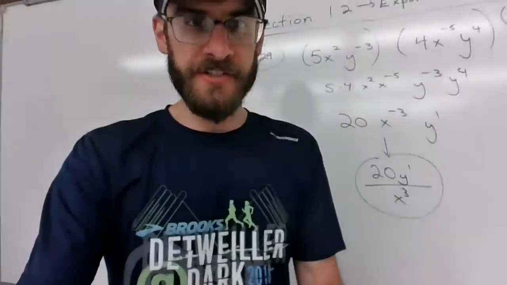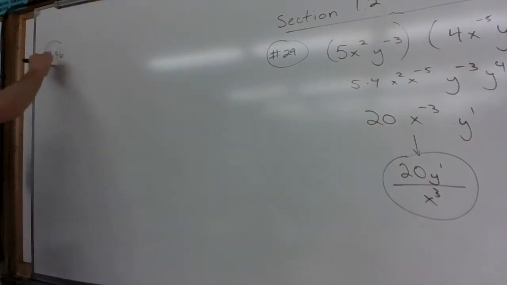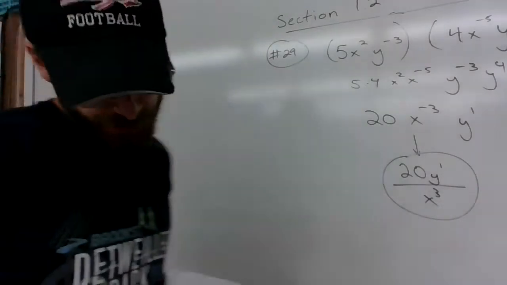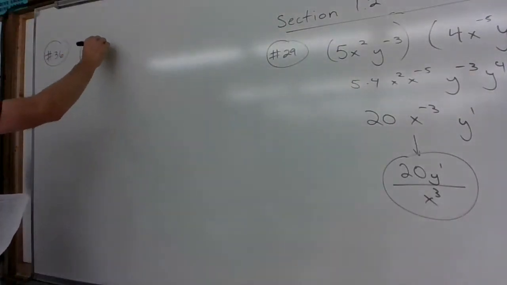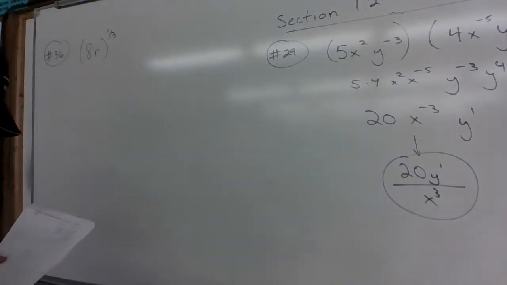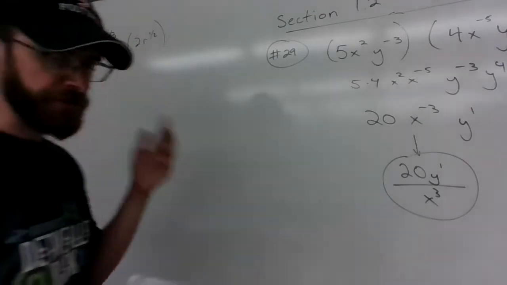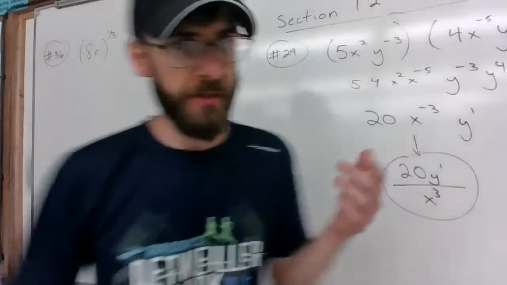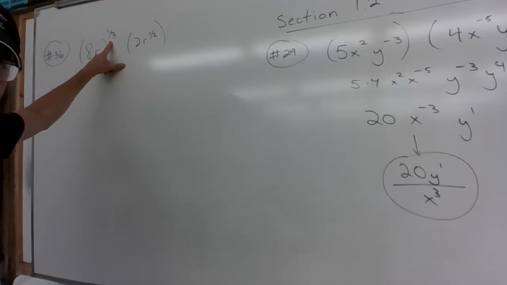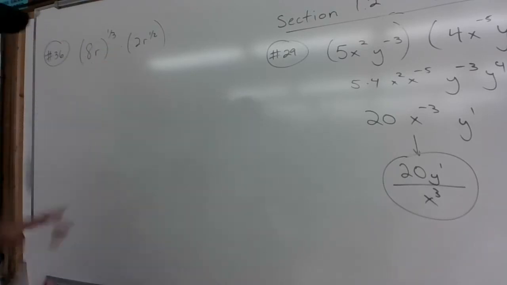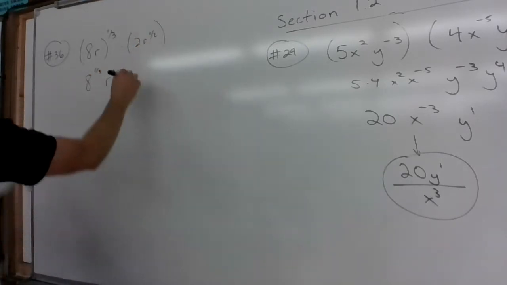All right, 36 escalated a little bit. We brought in fractional exponents. So you've got 8r to the 1/3 power times 2r to the half. Now, first of all, again, we've got to honor the order of operations. I can't start moving things side by side until I've dealt with the fact that there's a 1/3 exponent being applied to the 8 and being applied to the r. So this is 8 to the 1/3 power, r to the 1/3 power. This is just an implied 1 out here, so we can rewrite it on the outside.